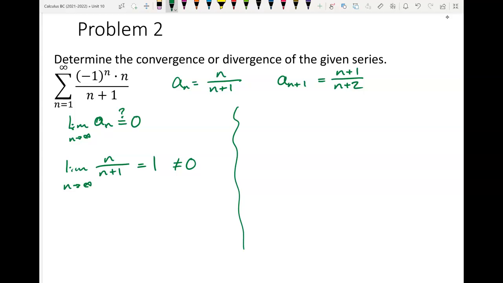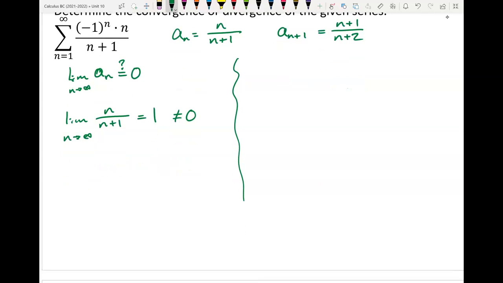It actually turns out that the second one is true. If you actually were to do it, the second condition is met. But because the first condition is not met, then we can stop and just say, hey, the series diverges. So this is not met or not true, however you want to think about it. So therefore, our given series diverges.